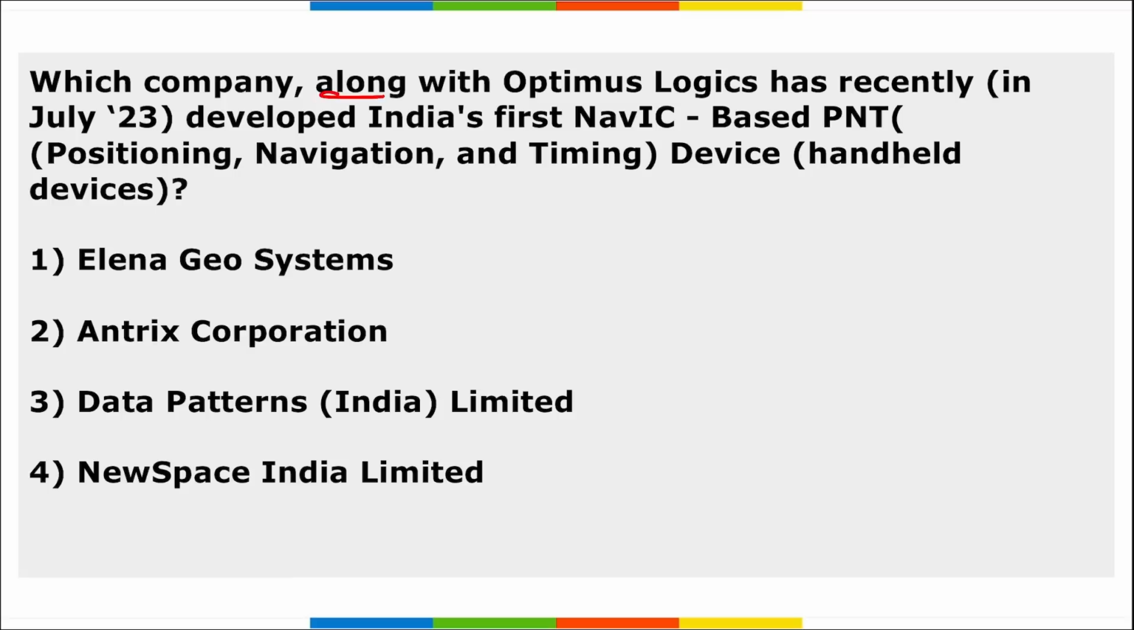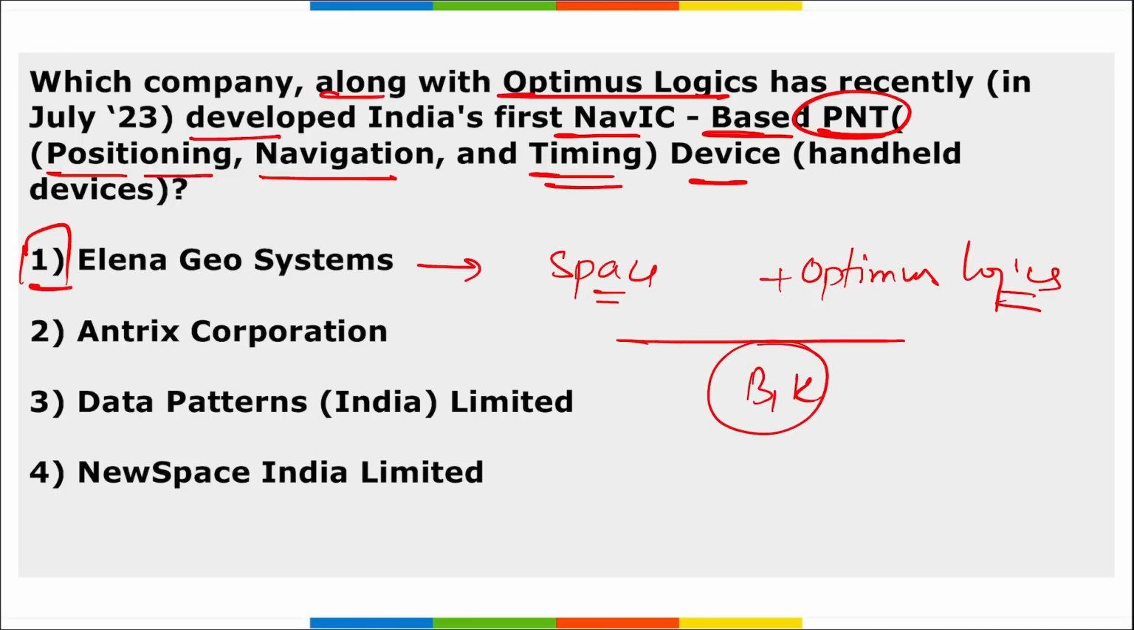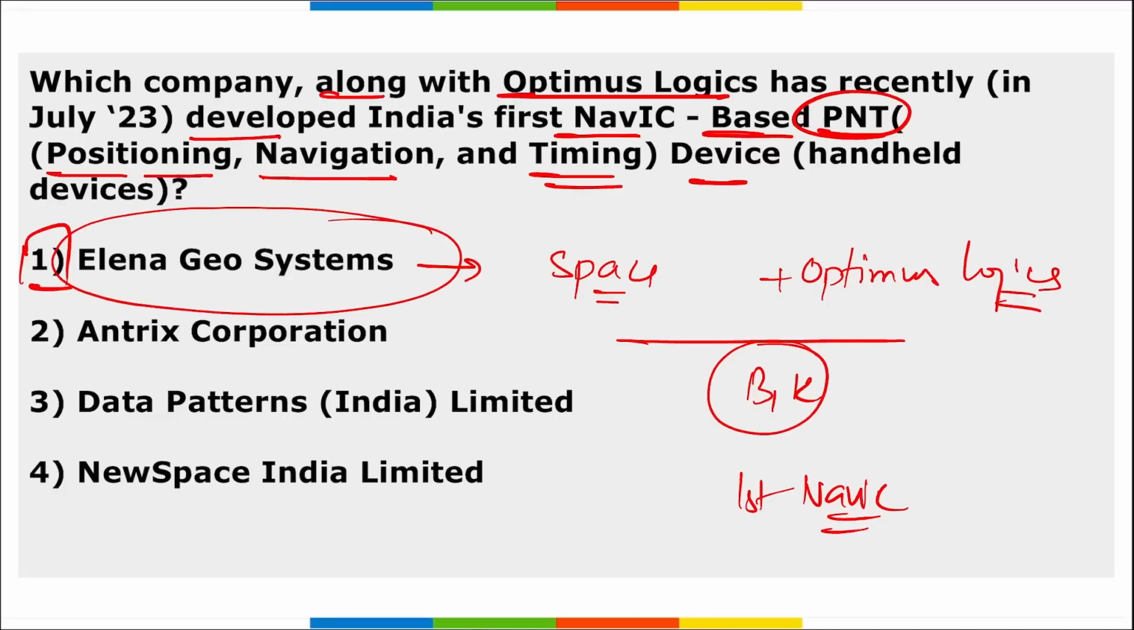Next, which company along with Optimus Logistics has recently developed India's first NAVIC based PNT, that is positioning, navigation and timing device? So this was developed by Elena Geo Systems, correct? Elena Geo Systems, this is a space technology company, and Optimus Logistics, these two companies, they are based off Bangalore, Karnataka. They have successfully developed India's first NAVIC based PNT, that is positioning, navigation, timing device, right? And that are driven by satellite communication. The first lot of the PNT device will be manufactured by Elena Geo Systems, correct?